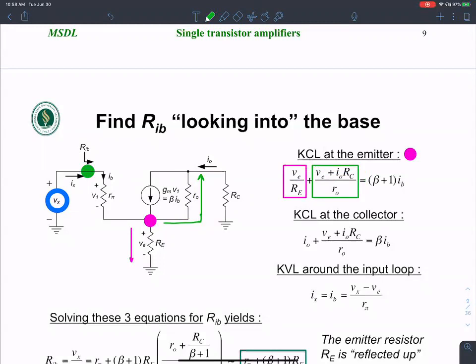If you don't trust me, you can see what the voltage here is. It is I naught times RC. That's the voltage at this node, which is the same as this node. Because I'm considering the current flowing in the opposite direction, I pick up an additional negative sign. So this is supposed to be VE minus the voltage over here, divided by R naught.